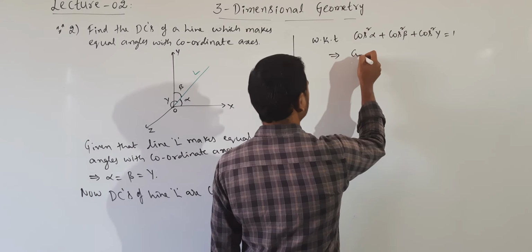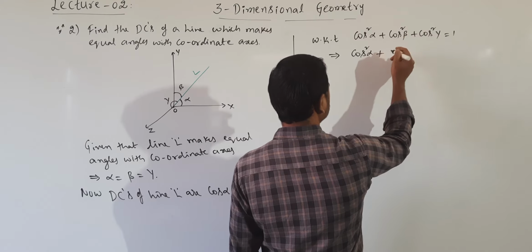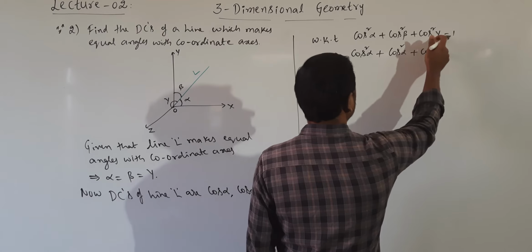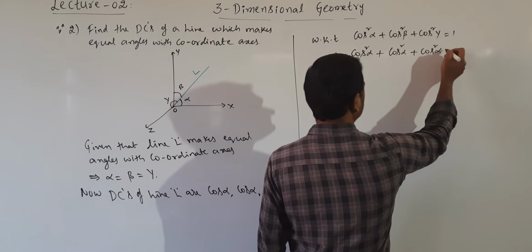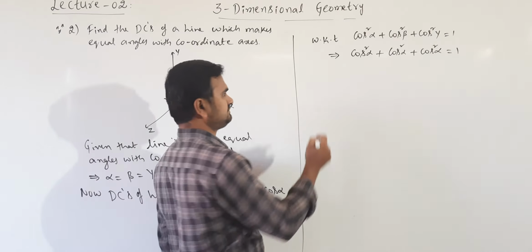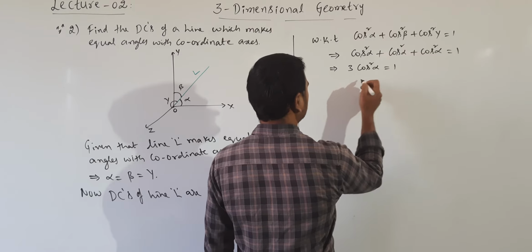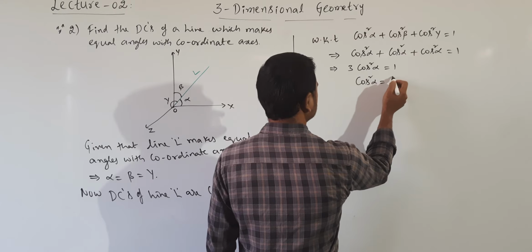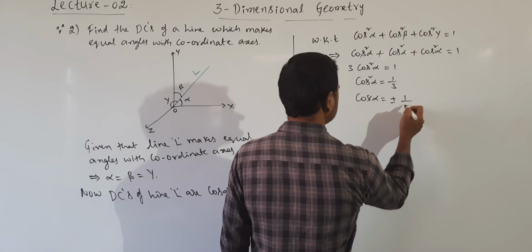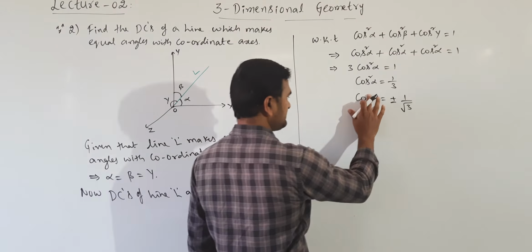So cos square alpha plus cos square beta. Now beta is the same as alpha here, so I can write cos square alpha plus cos square gamma. Gamma is the same as alpha. So I am writing all three in terms of only one variable, alpha. So 3 cos square alpha is 1, cos square alpha is 1 by 3, cos alpha will be plus or minus 1 by root 3. Cos alpha is plus or minus 1 by root 3.